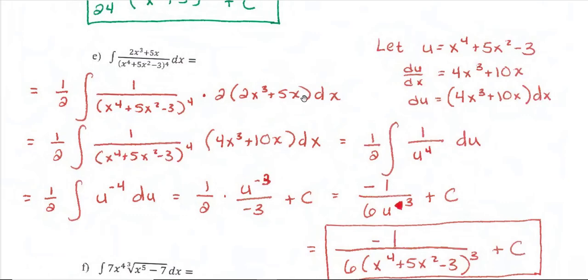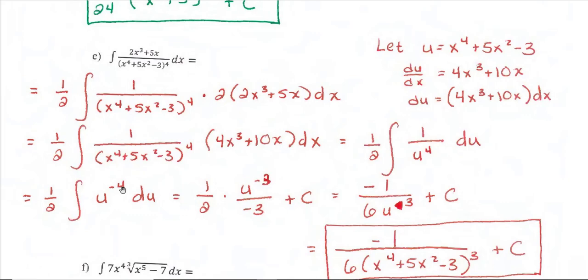And then when I distribute this 2 in here, I have this 1/2 times 1 over x to the 4th plus 5x squared minus 3 all to the 4th times, here's that 4x cubed plus 10x dx. This now matches u exactly inside here. This now matches du exactly out here, and we just have a lingering 1/2. So now I have 1/2 times the integral of 1 over u to the 4th du. I can't integrate this in the denominator, so I bring it up and give it a negative exponent.